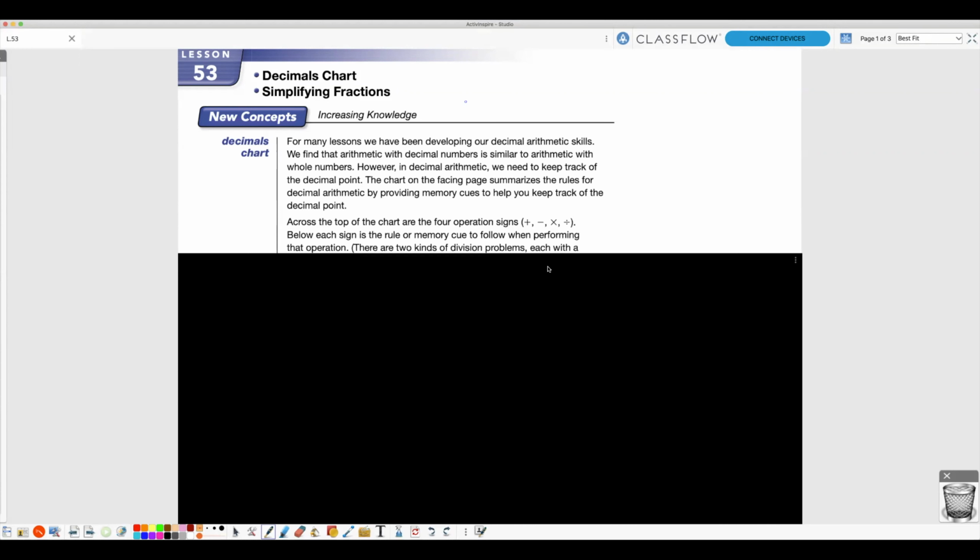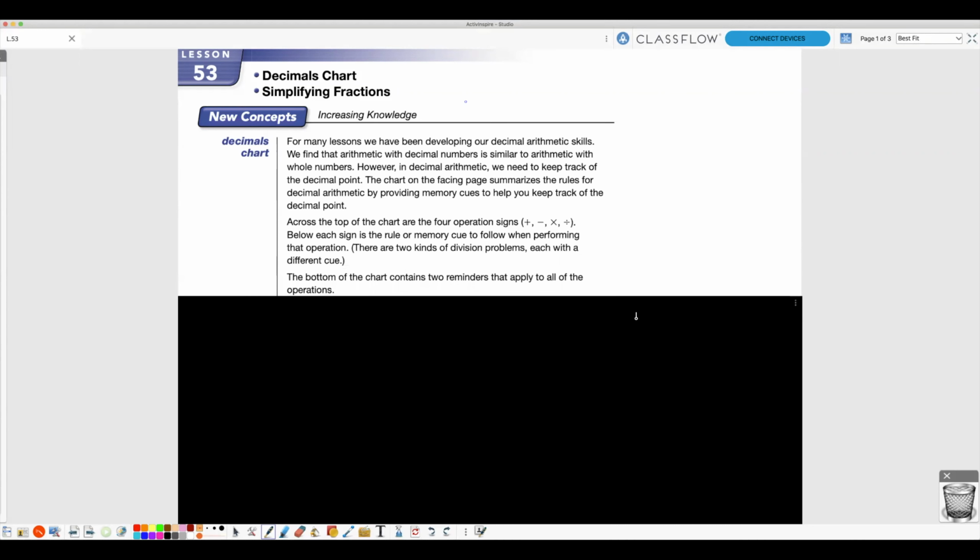Across the top of the chart are the four operation signs: addition, subtraction, multiplication, and division. Below each sign is the rule or memory cue to follow when performing that operation. There are two kinds of division problems, each with a different cue. The bottom of the chart contains two reminders that apply to all of the operations.